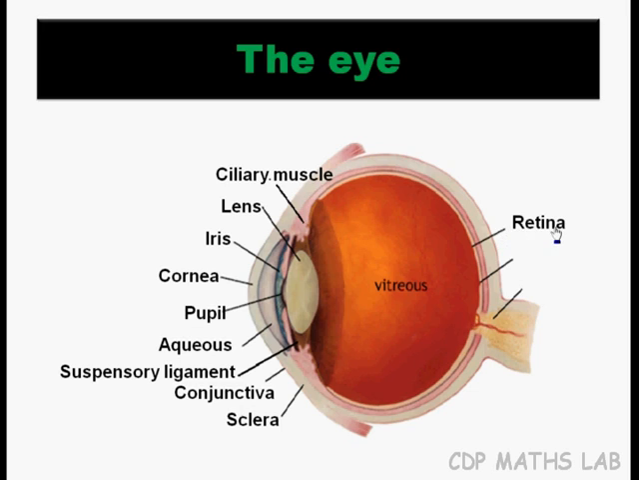Now, another structure, the retina. Just like the skin has several receptors: the pain receptor, the pressure receptor, and the temperature receptor, the eye has its own receptors, and that is called the retina. So the retina is the eye's receptor. What does a receptor do? It receives information from the stimuli, and then the receptor will convert this stimuli into an electrical impulse. Now, the retina is made up of two different types of cells. One is called rods, and the other is called cones.